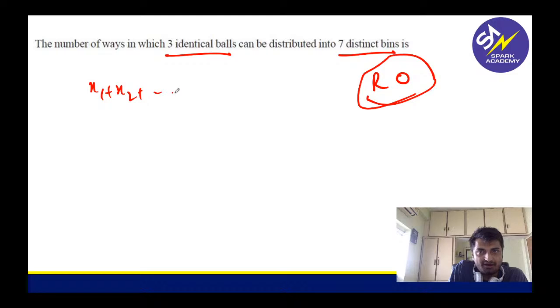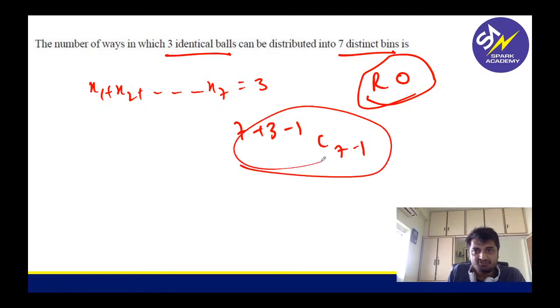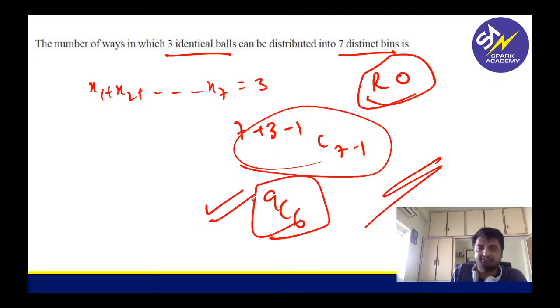x1 plus x2 up to x7, that you need to give it in 3. So any possibility is there? So I can write 7 plus 3 minus 1. See, 7 minus 1, right? 3 identical balls to be distributed in 7 bins. So this will give you your answer direct straight. 9C6, yes. 9C6 will give us the answer. Straight, easy peasy question. You won't get questions easier than this, guys. So that's why round 0 I would say.